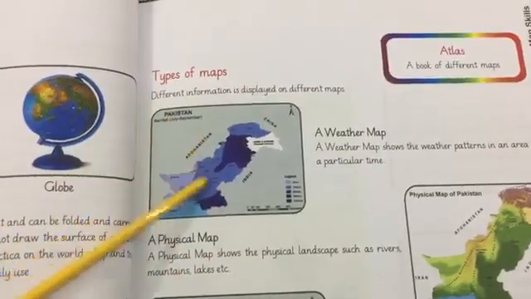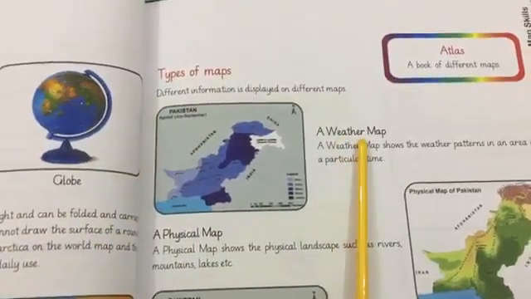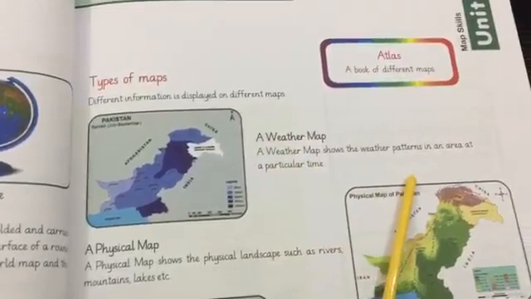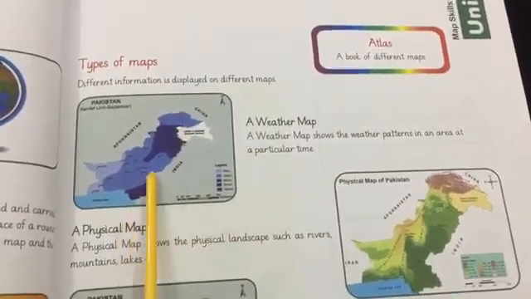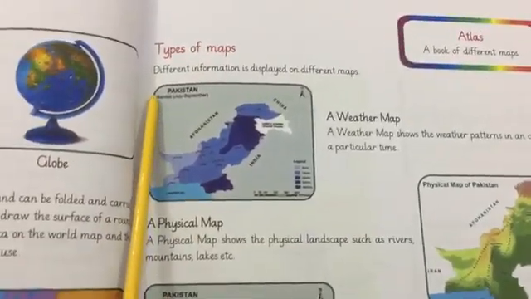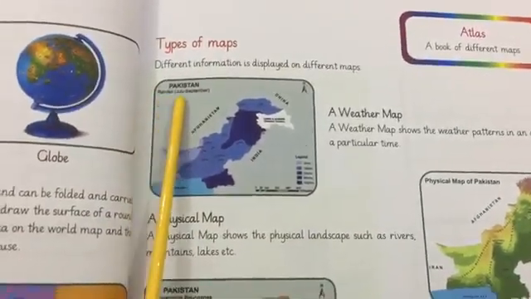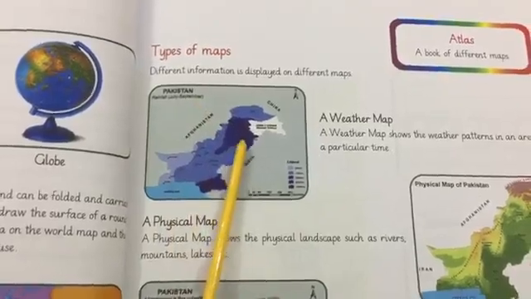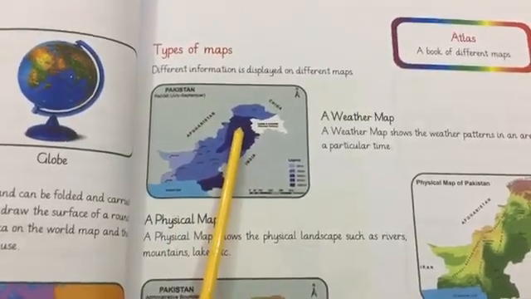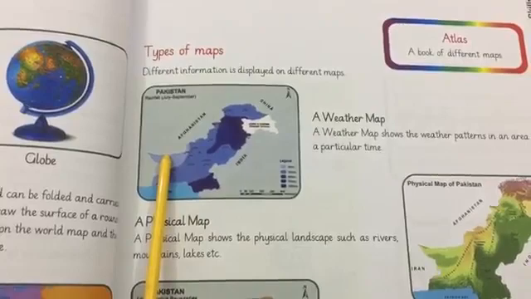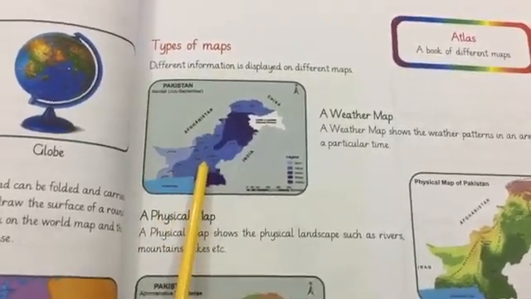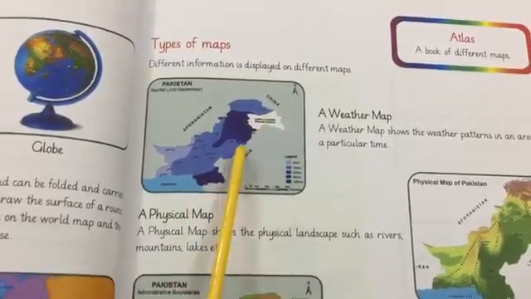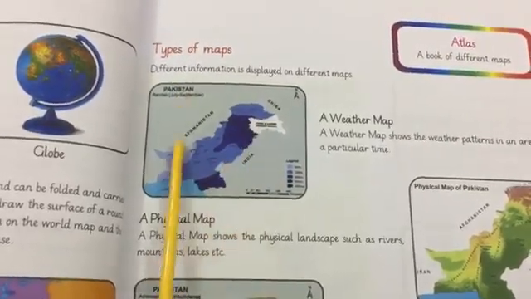Then we have the types of maps. Now we have different types of maps. The first one is the weather map. A weather map shows the weather patterns in an area at a particular time. It shows us the temperature and the weather. This map tells us about the rainfall from July to September. This is the area where there will be a very high amount of rainfall, this is the area with very little rainfall, and this is the area with a moderate amount of rainfall. So this map tells us about the weather of Pakistan.